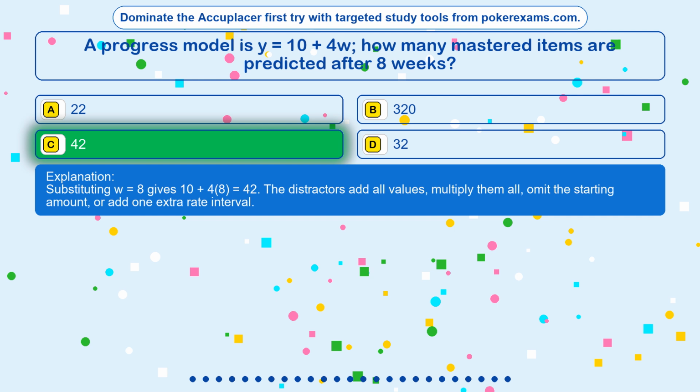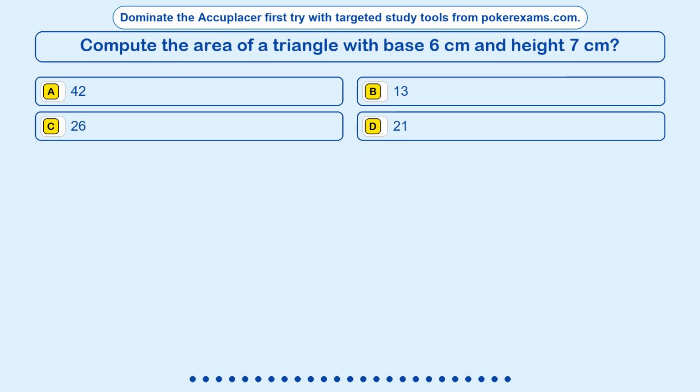The distractors add all values, multiply them all, omit the starting amount, or add one extra rate interval. Question 12. Compute the area of a triangle with base 6 cm and height 7 cm. Option A, 42. Option B, 13. Option C, 26. Option D, 21.